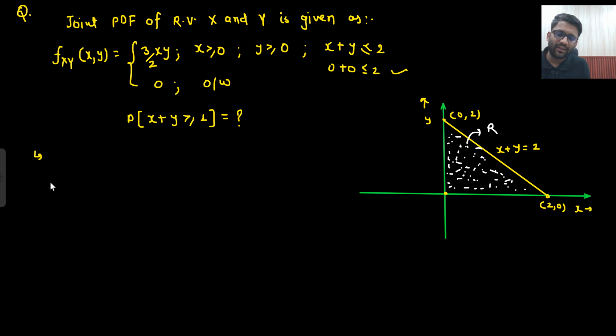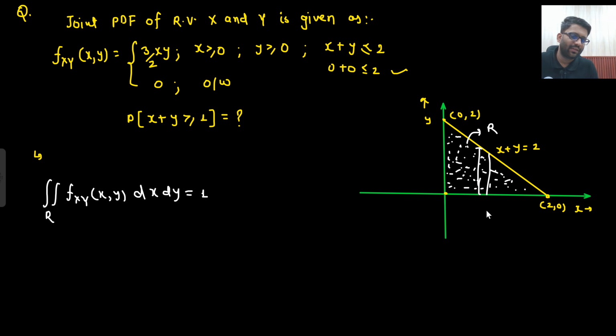One thing you know is that in this region R, if you take your f(x,y) and calculate the integral of f(x,y) dx dy, that will come out to be equal to 1. Can you calculate this? Yes. How will you calculate? You will take the strip. Y will go from 0 to 2 minus x, and x will go from 0 to 2. And in that manner, you can calculate.